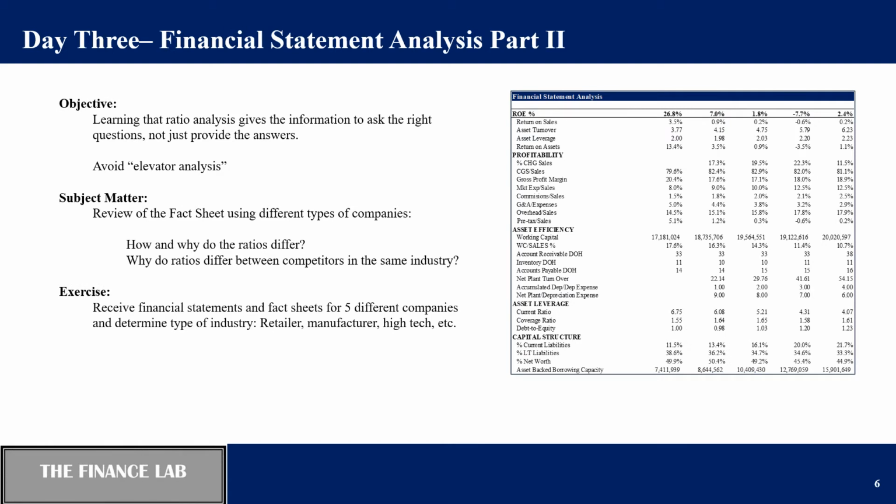On Day 3, we go deeper into financial statement analysis and learn how to interpret each ratio by analyzing the fact sheets of different types of companies. For example, why does a high-tech company have a higher margin and higher multiples than a retailer? The Day 3 exercise will consist of the class being provided financial information only for 5 different companies and must determine the types of industries in which each company operates.